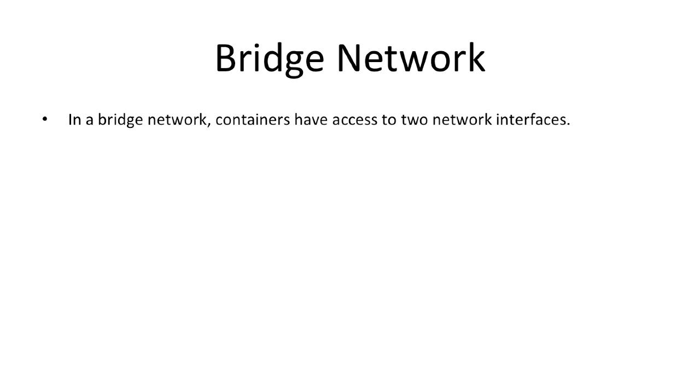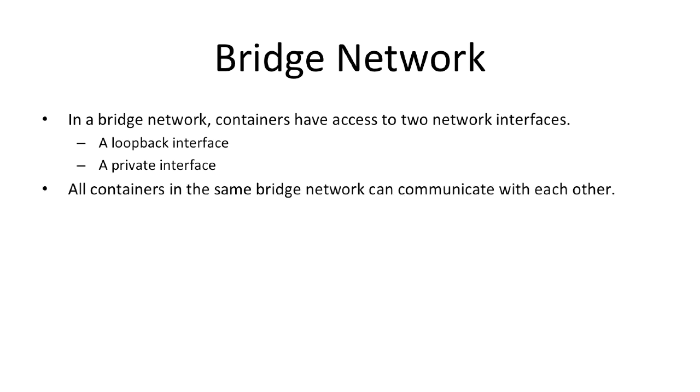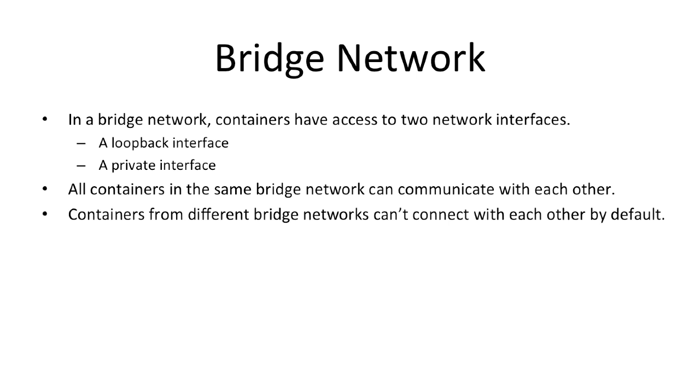Let's recap. In this lecture, we have demoed the bridge network model. In a bridge network, containers have access to two network interfaces: the loopback interface, which does not have network access to the outside, and a private interface, which is connected to the bridge network of the host. This is the one used to connect to the outside network. All containers in the same bridge network can communicate with each other. Containers from different bridge networks can't connect with each other by default, but we can manually connect a container to another bridge network. Bridge network is the most common network model in Docker.